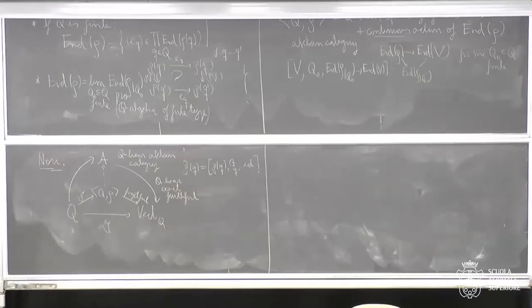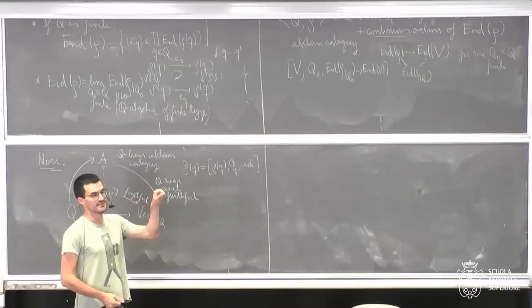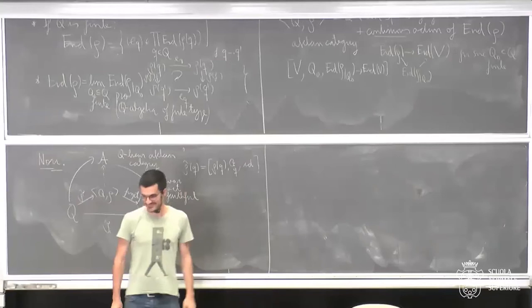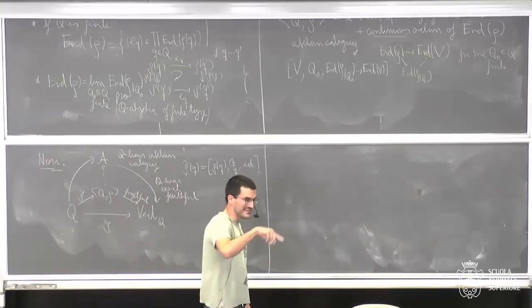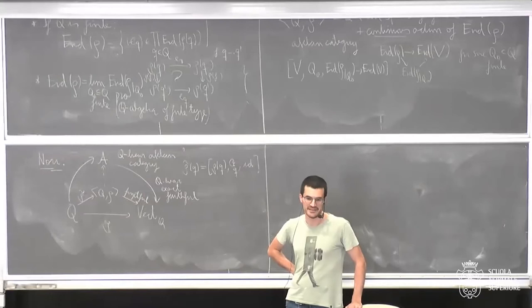I'm assuming this, which is a weird thing for quiver people to do, but in this situation it is very, very useful to set up the theory. I'm assuming that in my quiver, every vertex comes with an identity. So this means there's still no composition, but I have an identity morphism for every object.